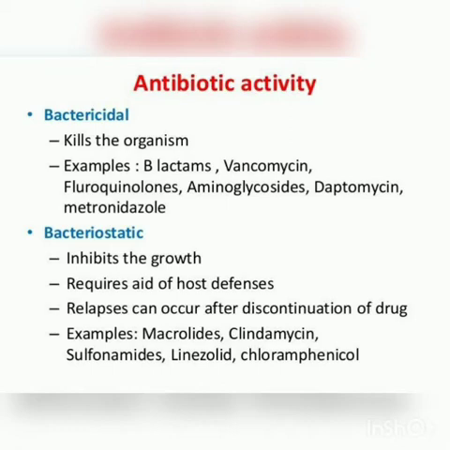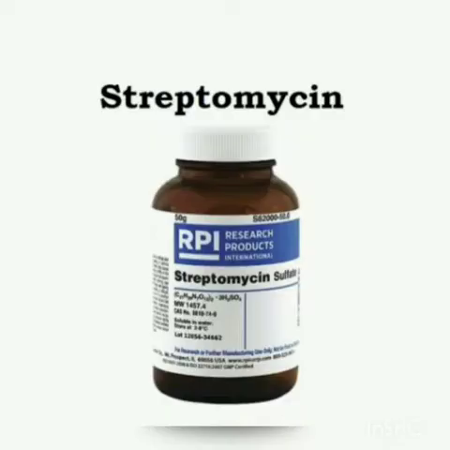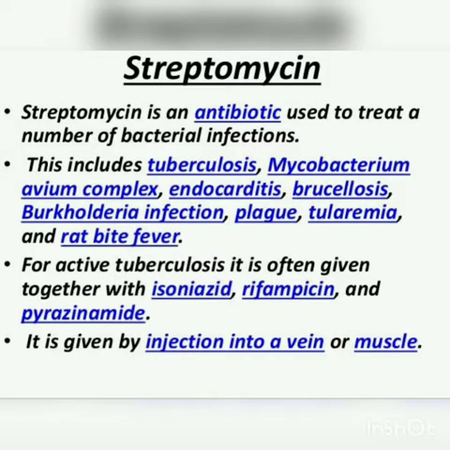It stops the growth of bacteria and inhibits microbial protein synthesis. Chlorotetracycline is the first antibiotic of this group, isolated from cultures of Streptomyces aureofaciens. Streptomycin is a broad-spectrum antibiotic isolated from the actinomycetes Streptomyces griseus. It is bactericidal against both gram-positive and gram-negative bacteria, especially against Mycobacterium tuberculosis.